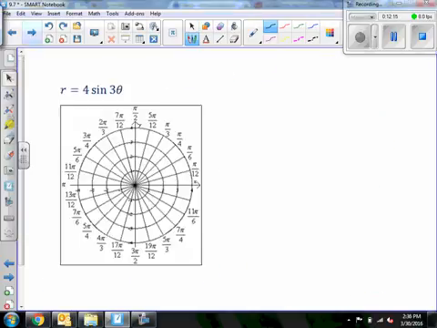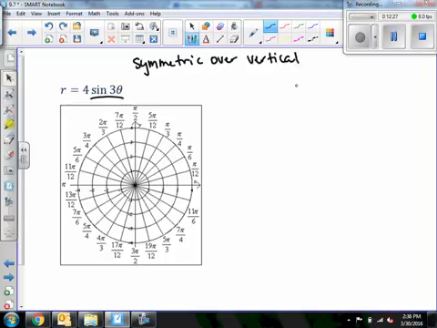Alright, so here we have 4 sine of 3θ. Just recognizing that as sine, we know it's going to be symmetric over the vertical axis. Alright, so setting up our t-chart here.